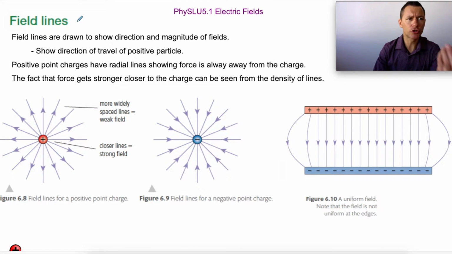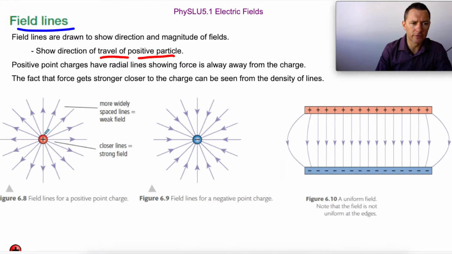Okay, we show fields using field lines. The field lines show the travel of a positive particle. So here's a positive charged object, and we'd have field lines radiating out away from it, because if we put a positively charged particle near it, it would follow this line and get ejected away. If we put it there, it would follow this line and be thrown away, right? This shows you which way they radiate.